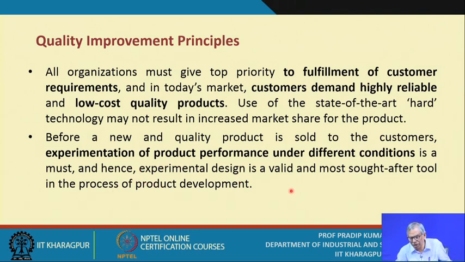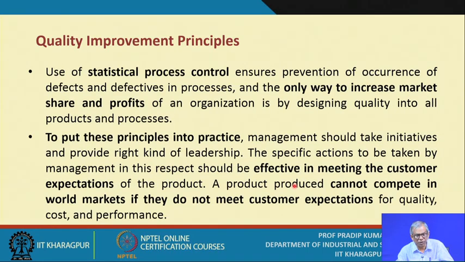So experimental design is a valid and most sought after tool in the process of product development. In fact, in many cases, when you opt for quality improvement, experimental design you have to adopt. Otherwise, you cannot go for quality improvement in the products. Use of statistical process control ensures prevention of occurrences of defects and defectives in the process, and the only way to increase market share and profits of an organization is by designing quality into all products and processes. That means again we are emphasizing the importance of quality engineering practices.